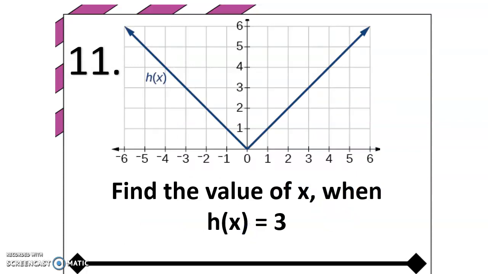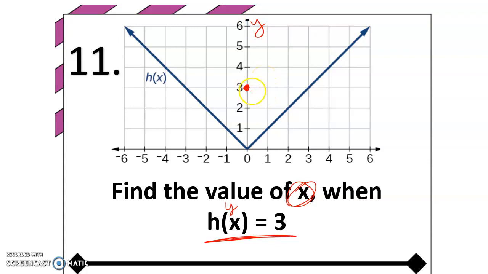All right, number 11, find the value of x. So again, we're finding x now when h of x equals 3. So when it says h of a number, that's our input, and we put it in for x. When it says h of x equals 3, that's similar to it saying y equals 3. So for this one, we're going to go on the y-axis to 3, which is here. We're going to find our x value.